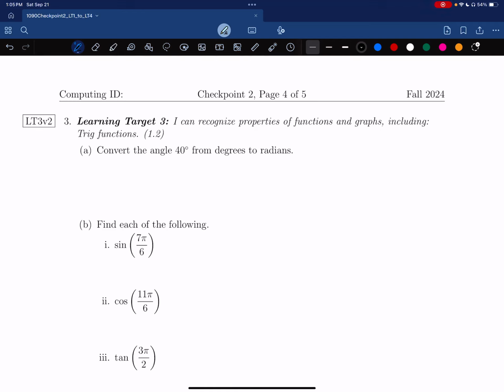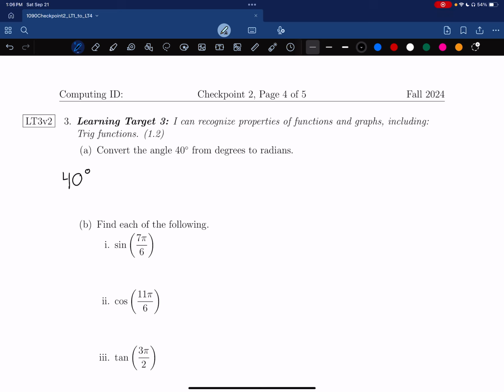In today's video, we will be going over learning target 3, which mainly relates to trig functions. So the first question is asking us to convert from degrees to radians. We are given that the angle is 40 degrees, and we need to get this into radian form.